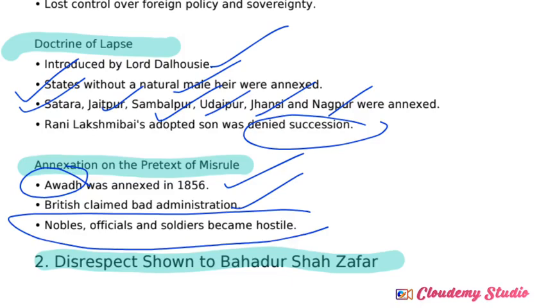So the first point is completed, the policy of expansion. Under the policy of expansion: outright wars, subsidiary alliances, doctrine of lapse and annexation on the pretext of misrule. These points are all very important. So we can go to the second political cause.